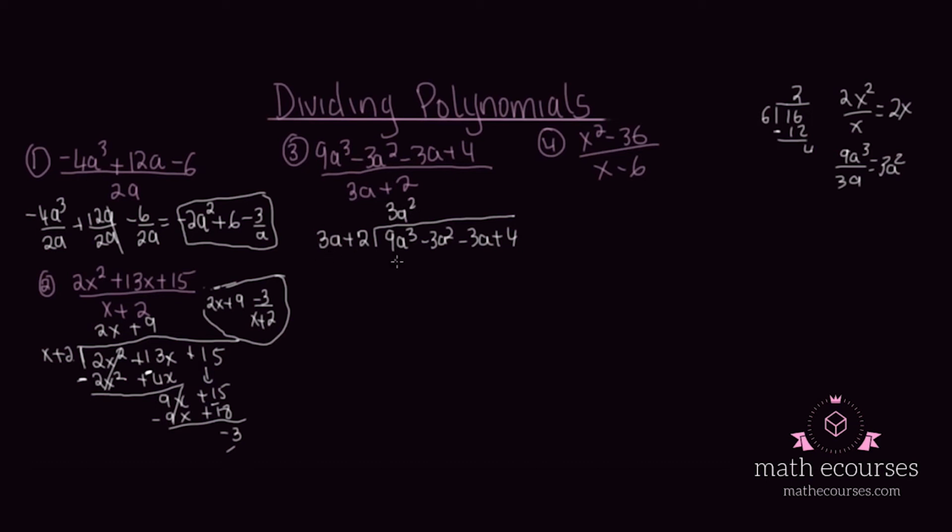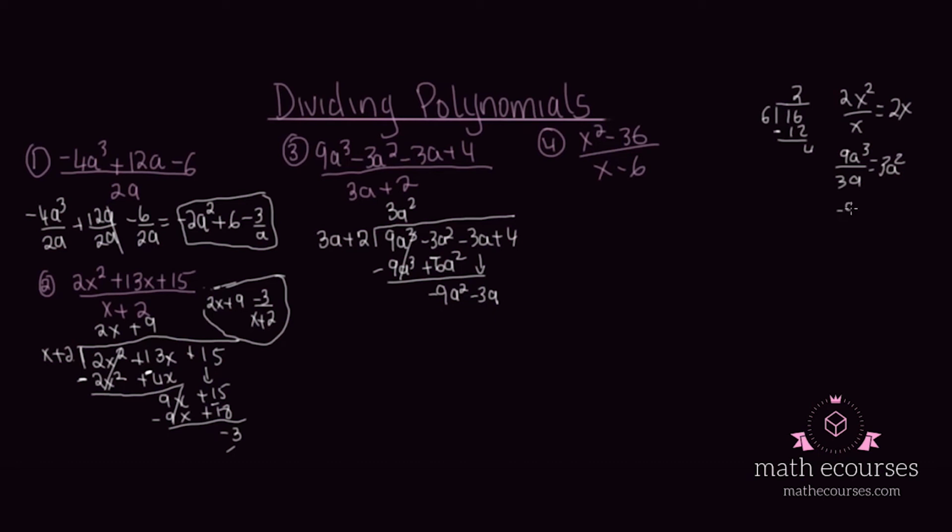So I have 3a squared. Now I need to multiply. 3a squared times 3a is 9a to the third. You typically will always get this. 3a squared times 2 is 3 times 2 is 6, and then I'm just going to keep my a squared. Change those signs. That's going to cancel. Negative 3 plus negative 6 is negative 9a squared. Drop down the next term and then repeat.